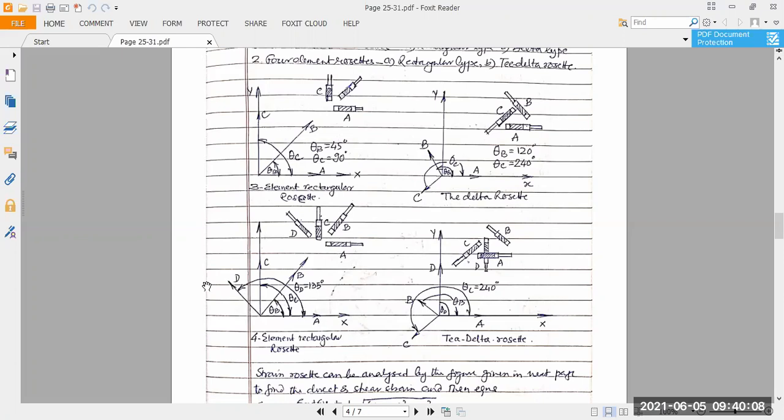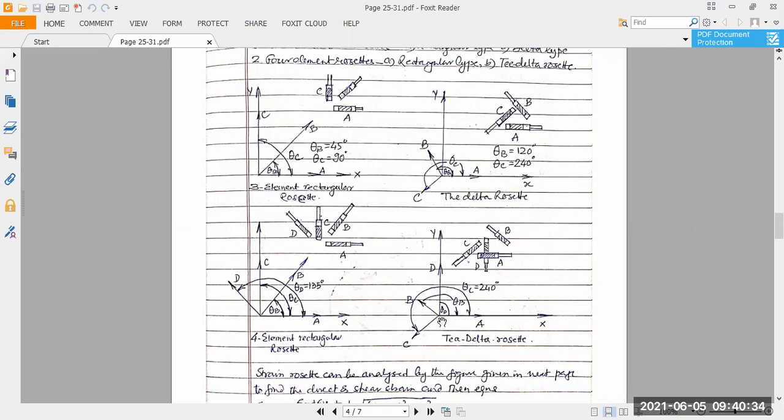Next, another one is the T delta rosette. It is more or less rectangular, but this is not a rectangular rosette. This one is more or less 90 degree, 90 degree, 90 degree, so it is called the rectangular rosette itself. And the third one, the T delta rosette, has four gauges itself.